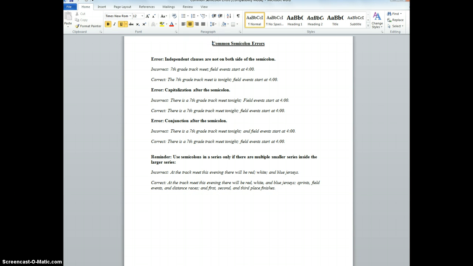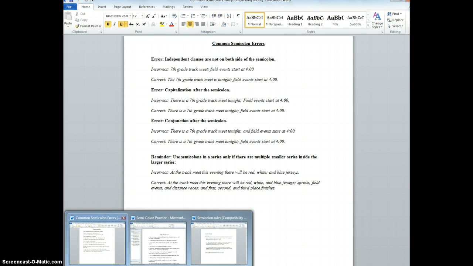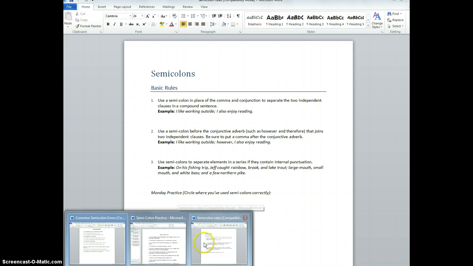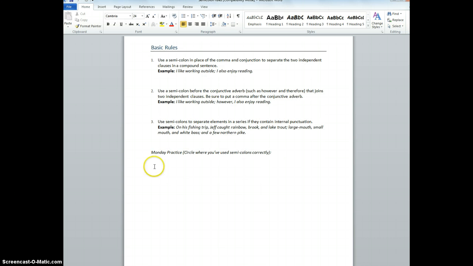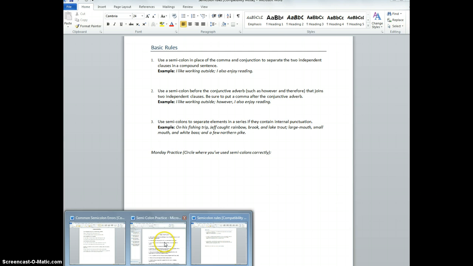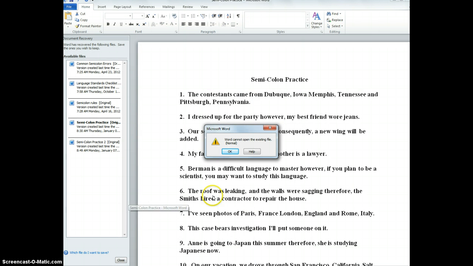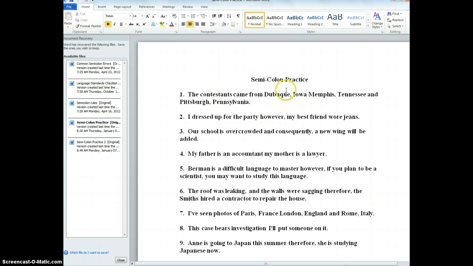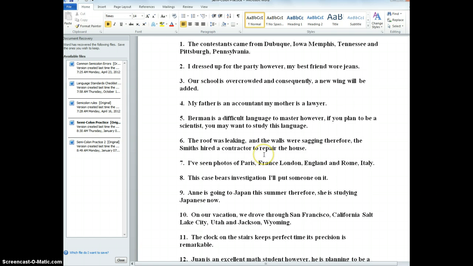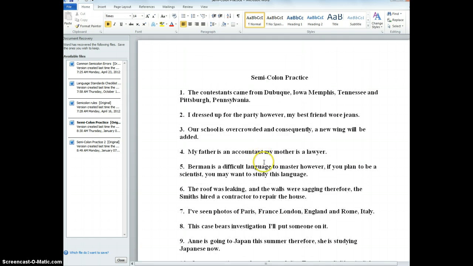So what I want you to do is write a few practice semicolons. Practice using them to separate independent clauses, and then I'd also like you to go through the practice worksheets and make sure that you know where to put semicolons. All right.